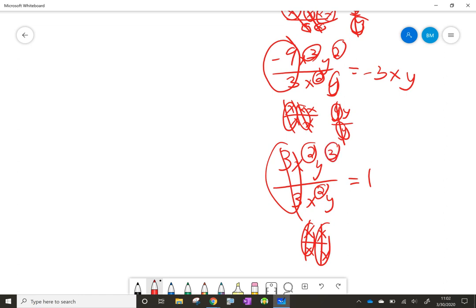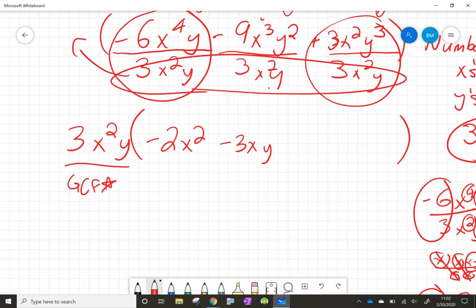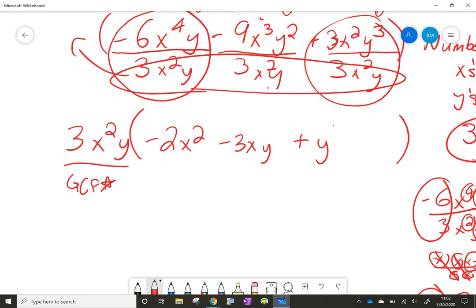But we do have 3 y's on top and 1 y on bottom. You have this pair that cancels. You have 2 y's remaining, so y to the second power. So just 1 y to the second power. It is positive. So there you have it.